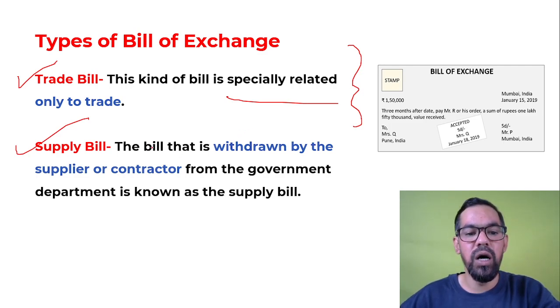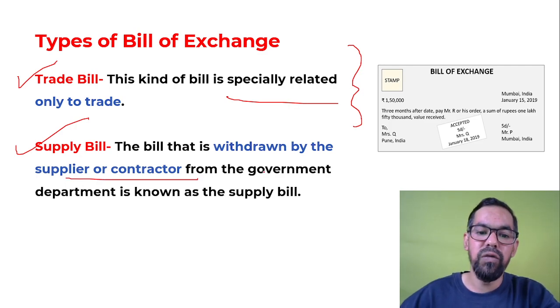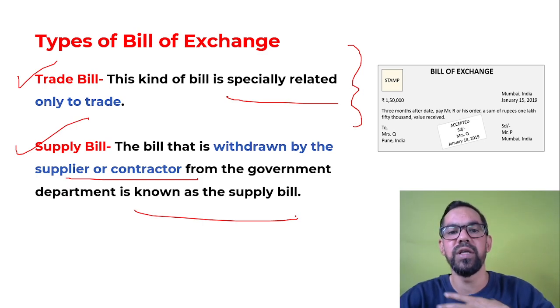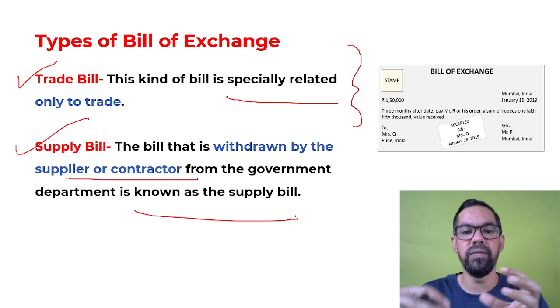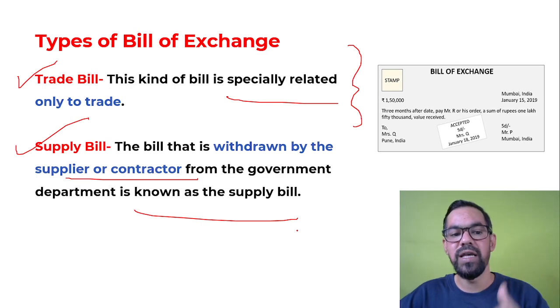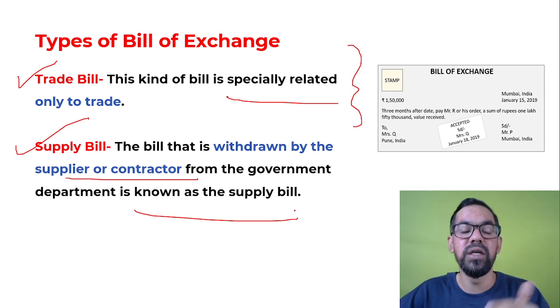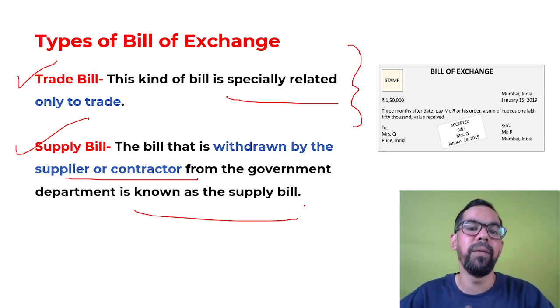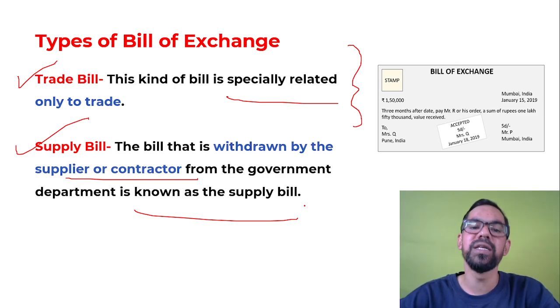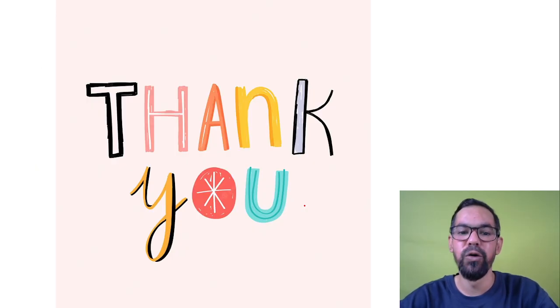The bill that is withdrawn by the supplier or contractor from the government departments is known as a supply bill. Let's say there is a supplier agency to the government of India. For the payment, they make a bill of exchange to the government of India. The seller is supplier ABC, and they pass on an order to the government of India: you have to pay this particular amount after this certain time duration. That is generally known as a supply bill. So again, very simple one. I hope you get this particular thing.